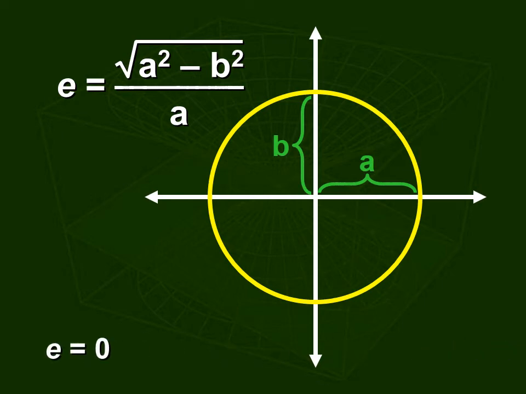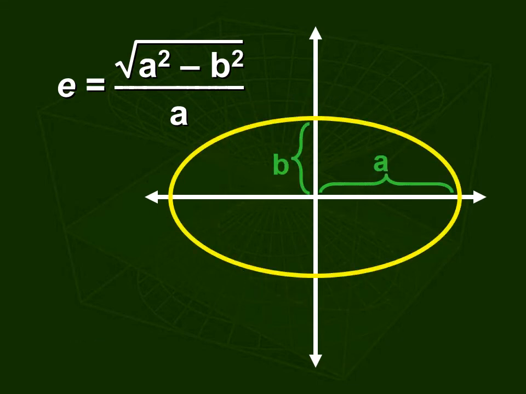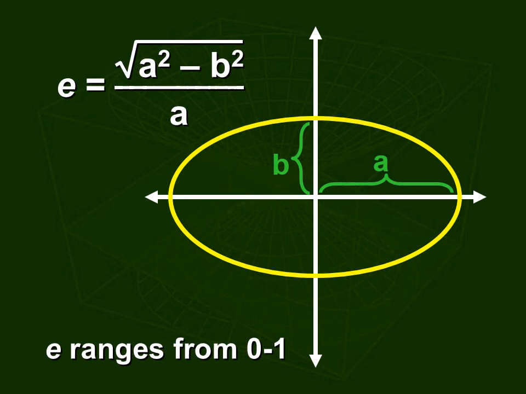Okay, so your eccentricity, your e, is going to range from 0 to 1. So if you get a number less than 0 or greater than 1, then you calculated incorrectly. You need to go back and calculate again.